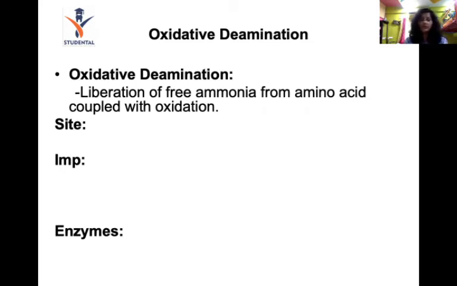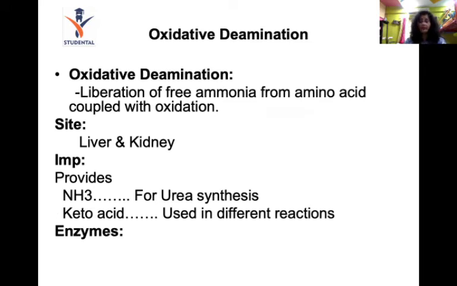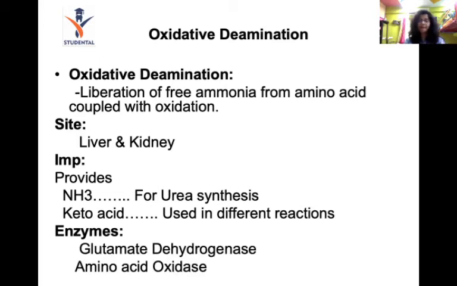Most of this oxidative deamination occurs in the liver and kidney, and the importance is that it provides ammonia for urea synthesis, and it also provides keto acids which can be used in different reactions. We have discussed this already in the first slide. Now the enzymes which cause this oxidative deamination are two main types: one is glutamate dehydrogenase, which can be considered the main enzyme, and the second is the amino acid oxidases. So let's see them one by one.